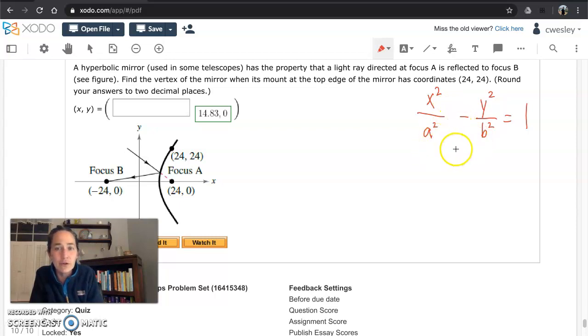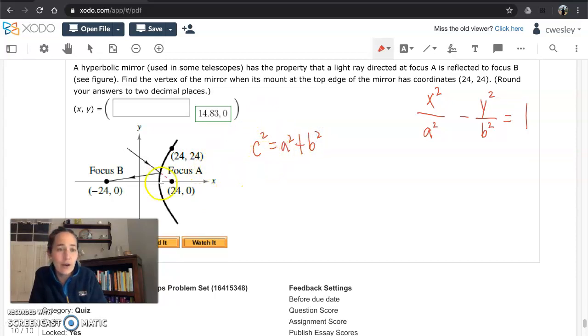You're still going to have the two unknowns. If we could both use the (24, 24) and also get either a in terms of b or b in terms of a, then we'll only have one variable, and this will be solvable. So do it. You know with the hyperbola, c squared equals a squared plus b squared.